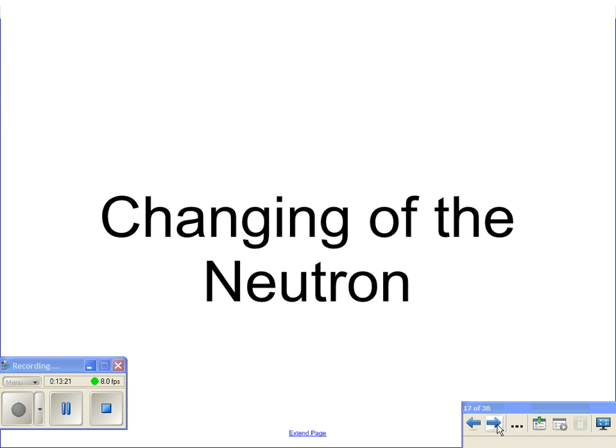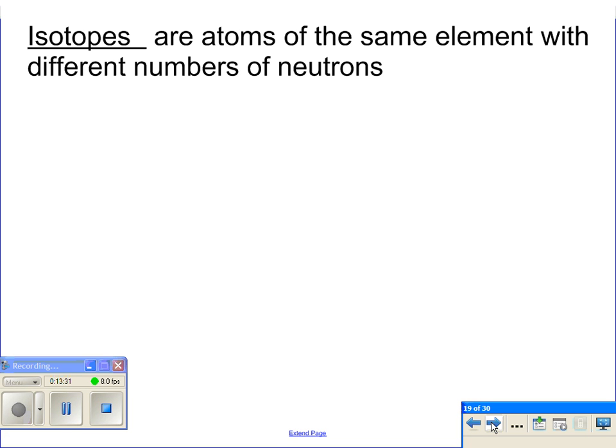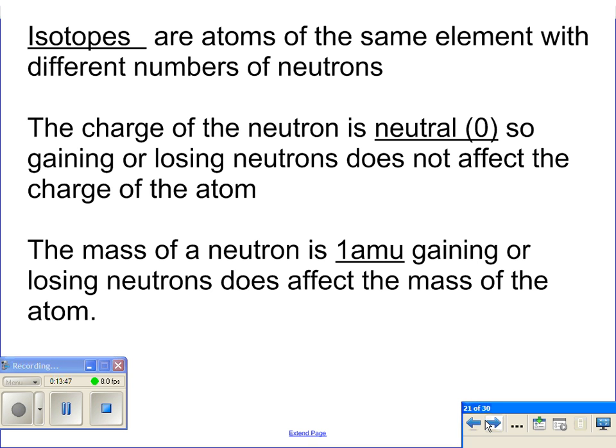Now what happens when we change the neutron? Whenever you change the neutrons, we refer to these as isotopes of the same element. Those are atoms of the same element that have different numbers of neutrons. Since a neutron is a neutral particle, nothing happens to the charge on the atom. It's still overall neutral. So it's different from changing the electron, where the electron changed the charge. The neutron does not affect the charge at all.